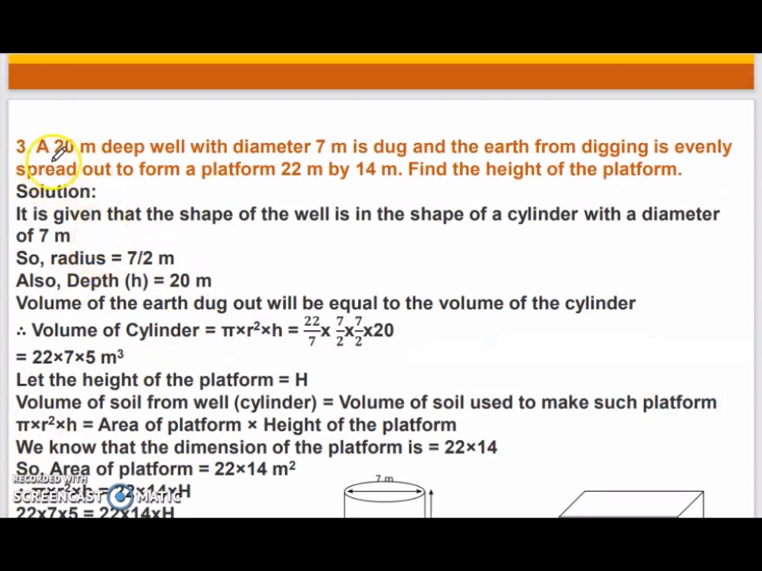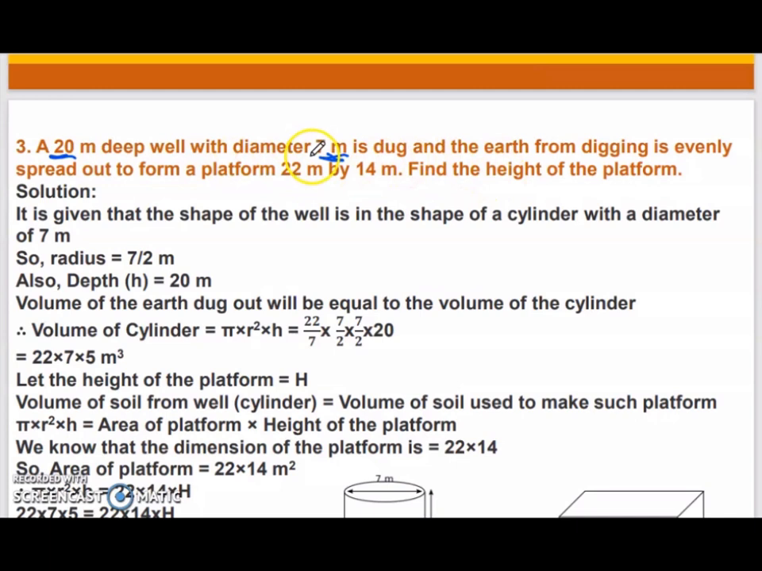In the third problem, a 20-meter deep well with diameter 7 meter is dug, and the earth from digging is evenly spread out to form a platform 22 meter by 14 meter. Find the height of the platform. It is given 20 meter deep, that means 20 meters is the depth or the height of the well, and diameter is 7. Which means that it is a cylindrical well, cylindrical in shape with height 20 meter and radius will be 7 by 2, because 7 is the diameter.